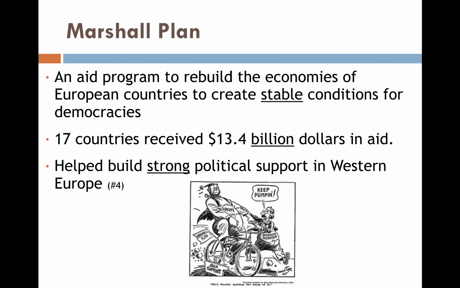So lastly here then, we have something called the Marshall Plan. And the Marshall Plan is an aid program built to rebuild the economies of European countries to create stable conditions for democracies. So what this is essentially doing is just pumping tons and tons of money into Western Europe so that they have money to help their economies rebuild.